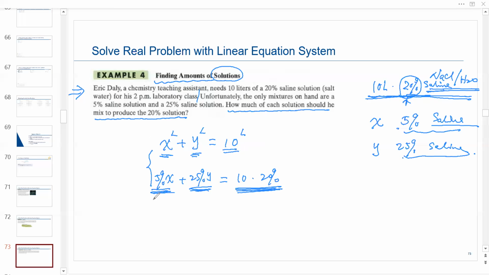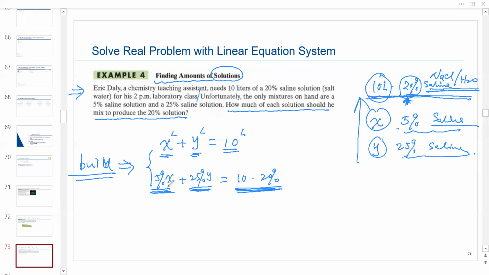All right, so we first try to build this linear equation system. We need to find out which part is actually the same. You take x liters and y liters, and you finally get 10 liters, right? And the salt from here is 5% of x and 25% of y. And finally it will be 20% of 10, times 10. All right, so we do a proper transform here.